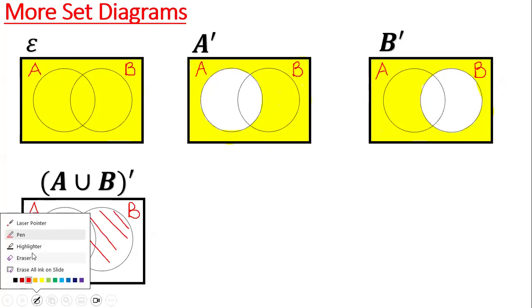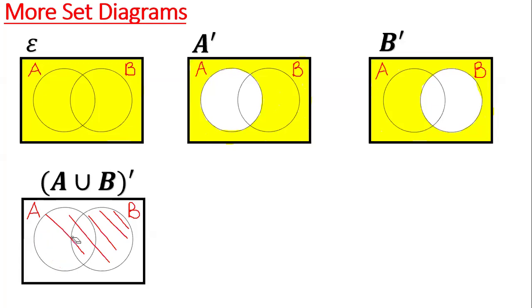I want everything outside of the union. So if there was a way to represent how we pick the elements on the outside of these two circles, it's going to be this: A union B complement. Let's shade the outside. A union B complement.